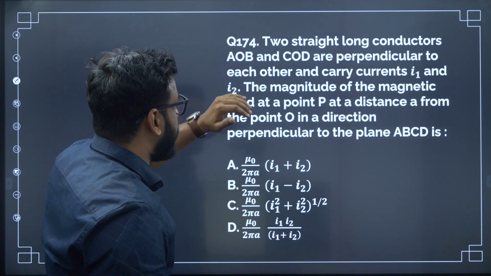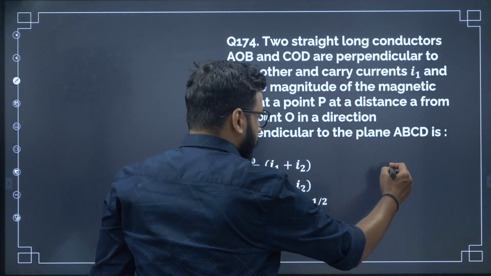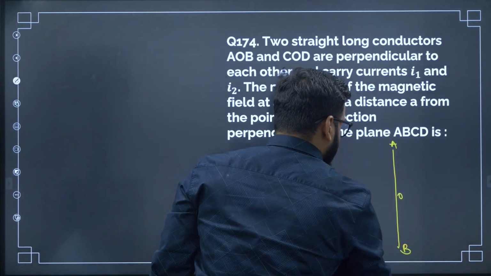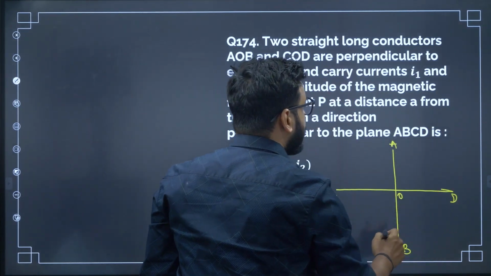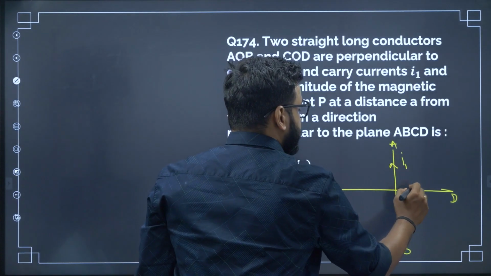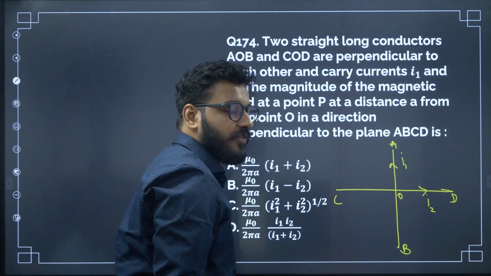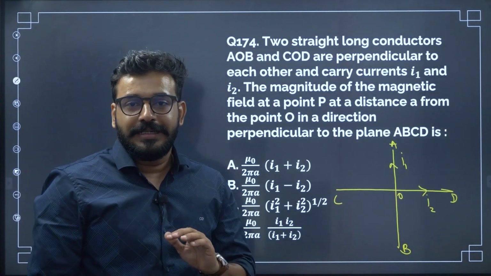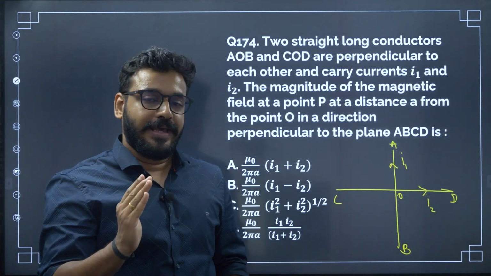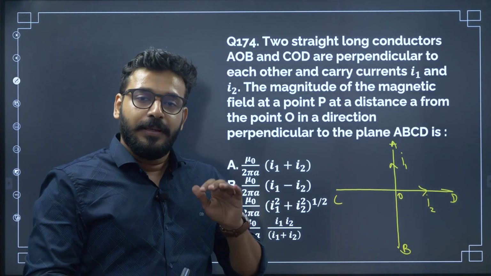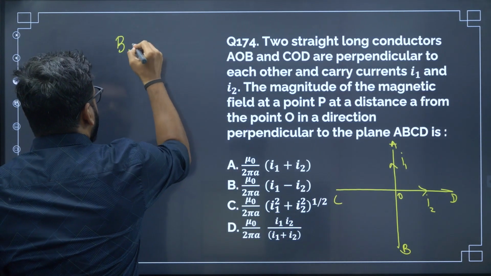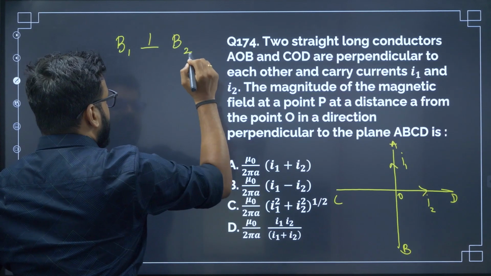Two straight conductors AOB and COD are perpendicular to each other. So you have a conductor AOB and then a conductor COD. They carry currents, not the same current: this is I1, this is I2, two different currents. One thing let me tell you: if the current directions are perpendicular, obviously you all know the right hand thumb rule, so the magnetic field directions are also perpendicular. That means the magnetic field due to B1 is going to be perpendicular to the magnetic field due to B2.